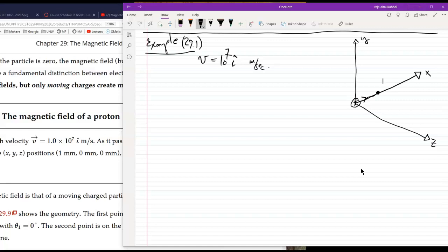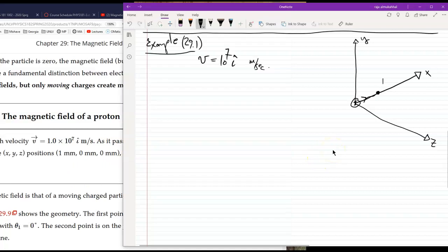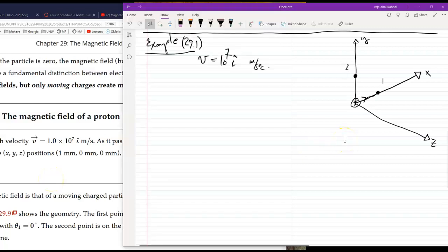And then the other point is 0, 1, 0. What is that? 0, 1, 0. That's going to be right here. Right, that's point 2. And then the last point is 1, 1, 0. Okay, 1, 1, 0. Well, what is 1, 1, 0? 1, 1, 0 is going to be right there. Right here, point 3. Got it?